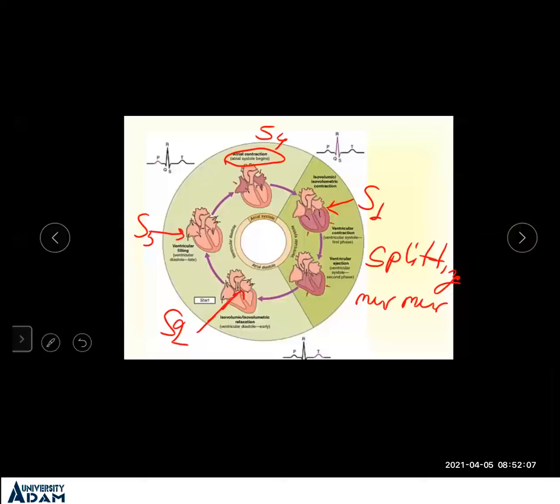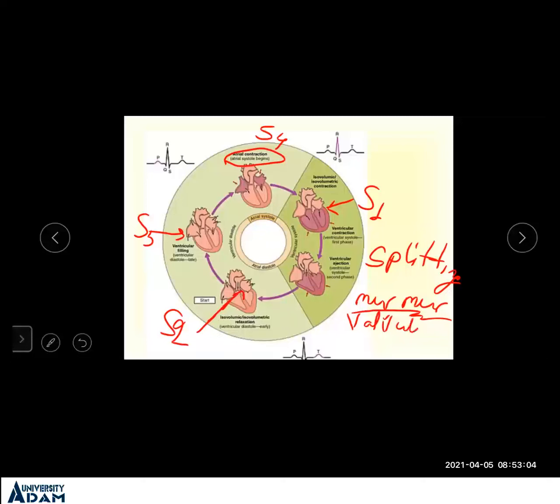We hear murmurs between heart sounds, S1 and S2 or S2 and S1. And they are caused by what? The main reason of murmurs is heart defects, for example, holes in the heart, or valve problems. Mostly this is valvular dysfunction.